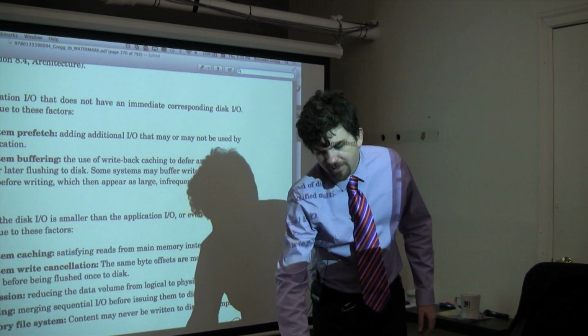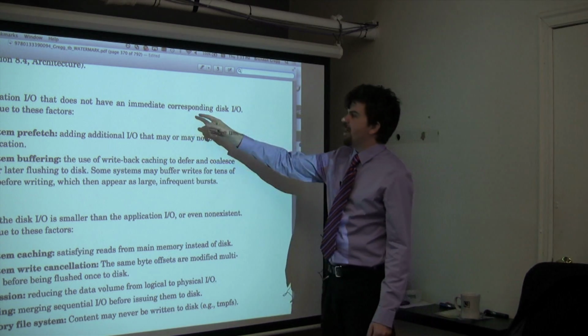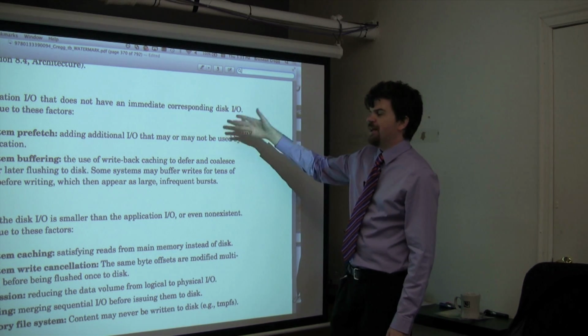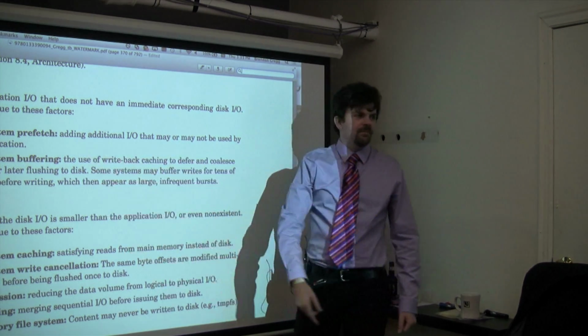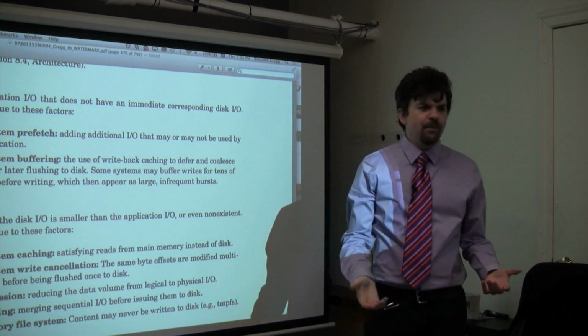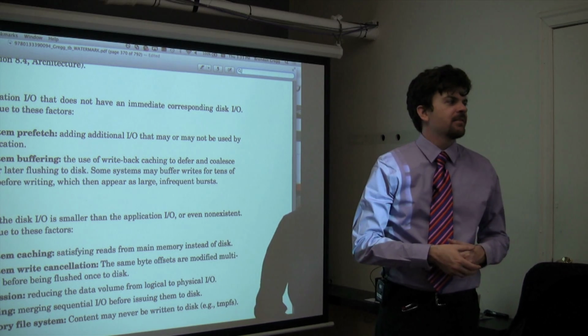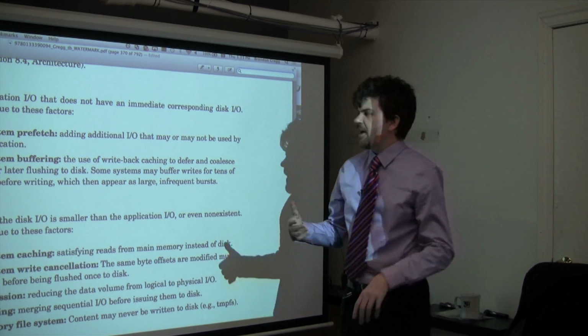Indirect. This is application I/O that does not have an immediate corresponding disk I/O, but it might happen later. File system prefetch: I only read 1 megabyte, why did the disks read 10 megabytes? Oh, that's prefetch. It's warming up the cache.